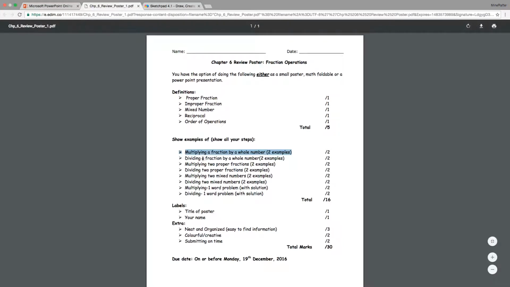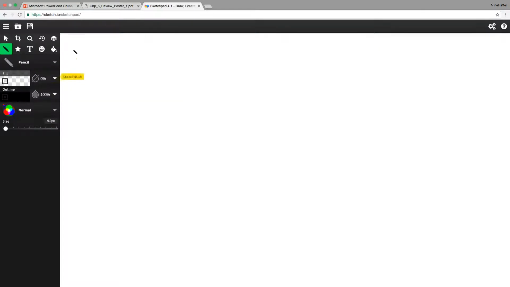Okay, so now I'm going to be doing dividing a fraction by a whole number. Okay, so like the other one, first let me do 4 over 6 divided by 3. Okay, so what you do first, you turn it like over here.